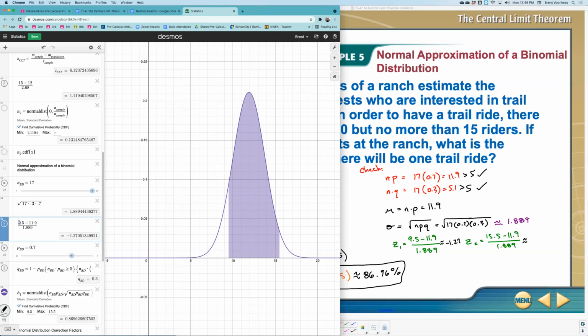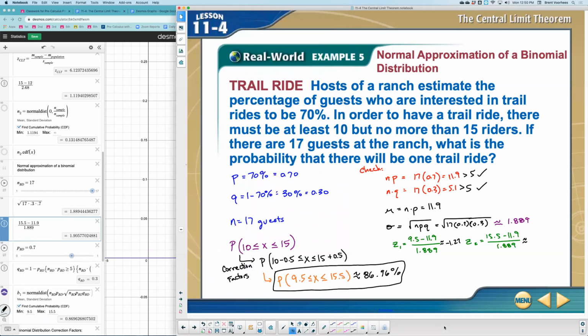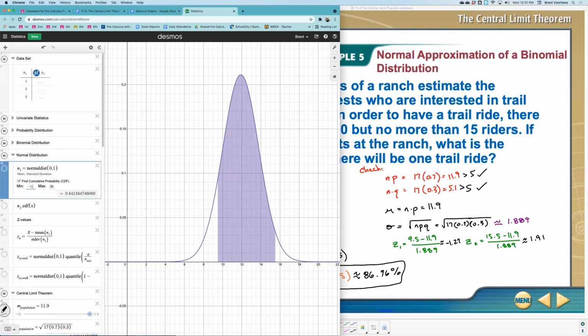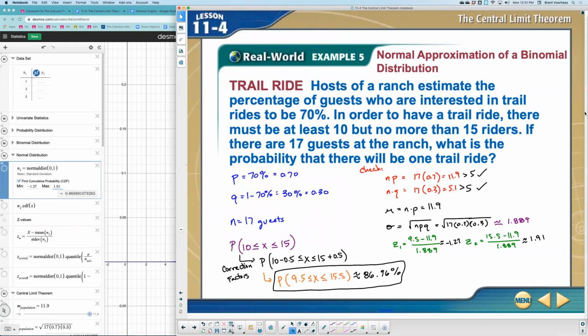And over here, let's see what this z-score would be if I change this to 15.5. I get 1.91. And so if I use the standard normal, let me type these in here, negative 1.27 to 1.91, you can see we get basically the same number here. So I should have just come up here and done the standard normal. These z values would be used if you were using a standard normal distribution. That's how you would represent a normal distribution with a mean of 0 and a standard deviation of 1. These would be the z values you'd use to find that probability.